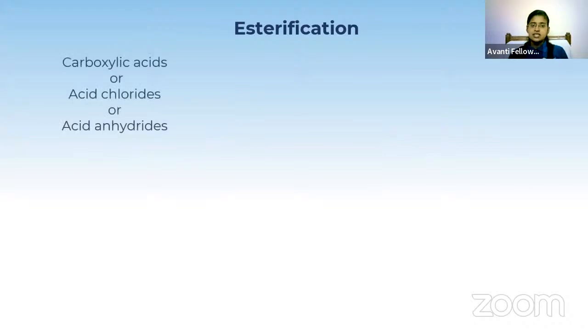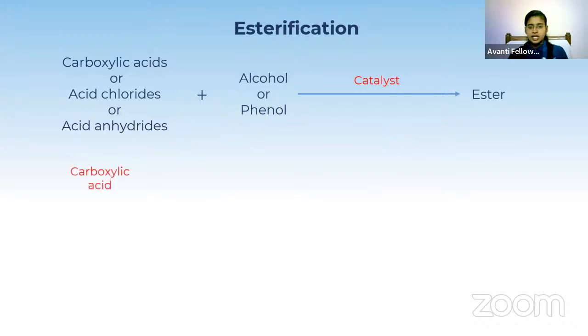So esterification reaction means the formation of esters from different compounds. The different compounds are carboxylic acids, acid chlorides, or acid anhydrides. So if any of these three compounds is treated with alcohol or phenol in presence of catalyst, they form ester. Okay. So first let me take a carboxylic acid.